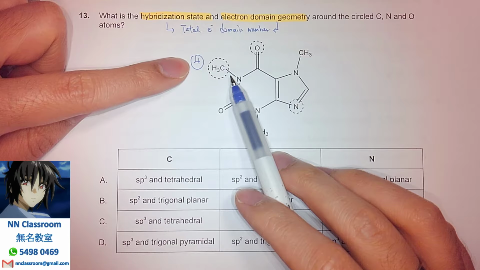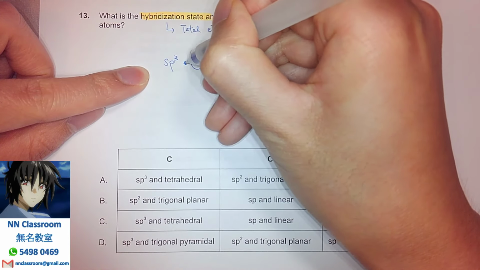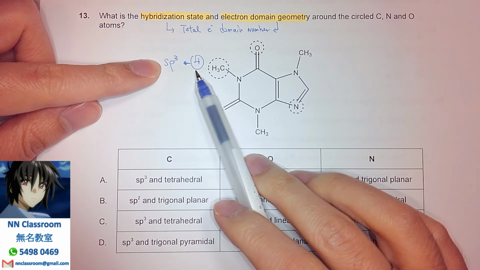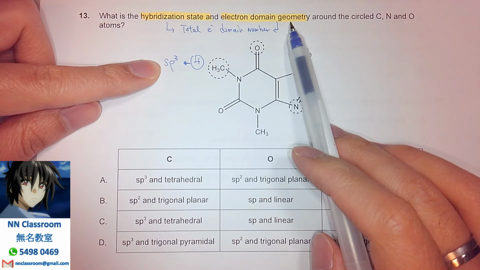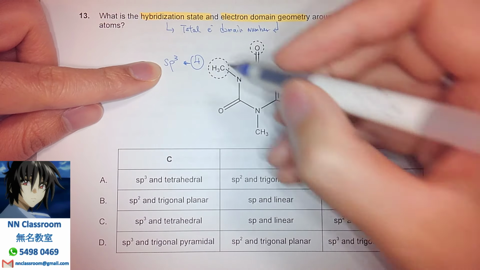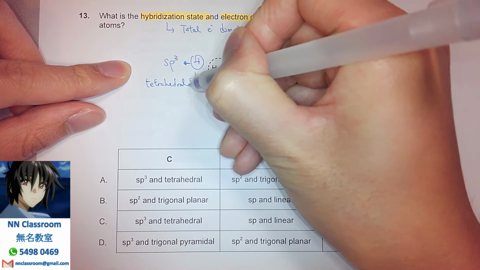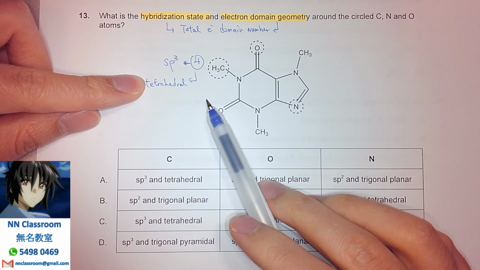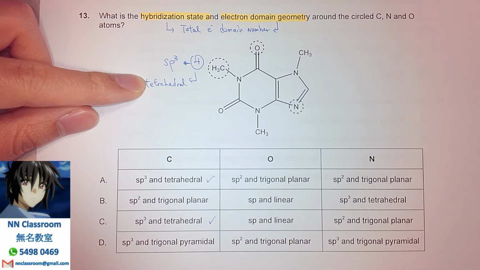If it's a 4 domain situation, we will have sp3 hybridization, and regardless of how many lone pair and bond pair combinations, the electron domain geometry for 4 domains will always be tetrahedral. So for the first choice, what we can select is only A or C. For the next one, oxygen.